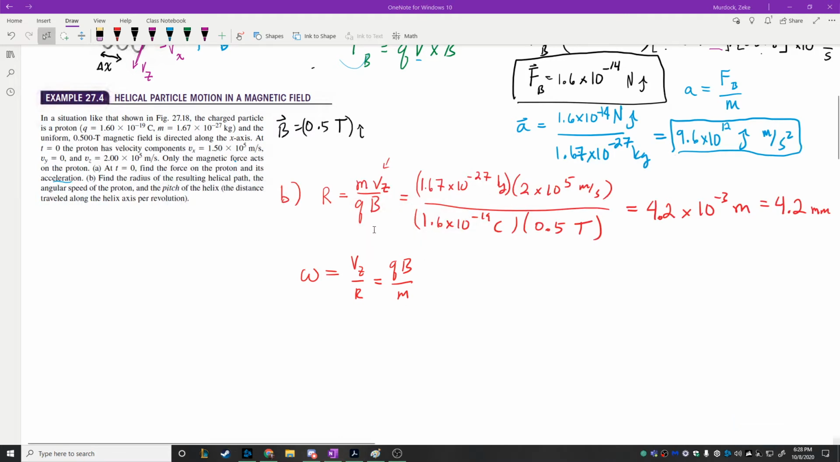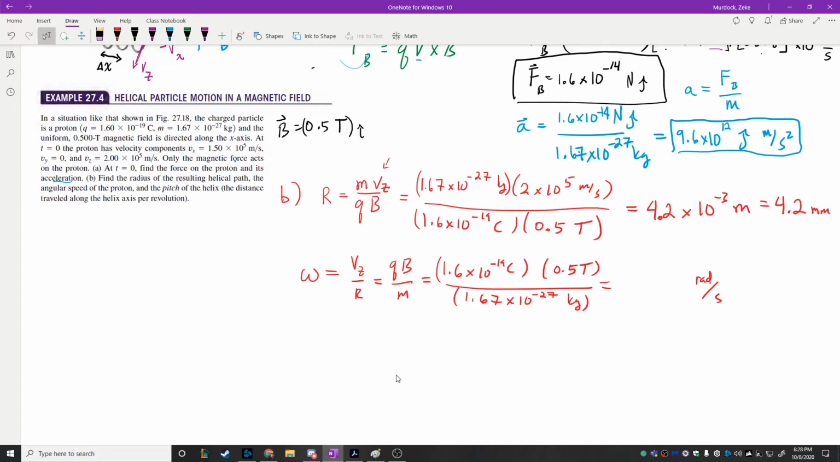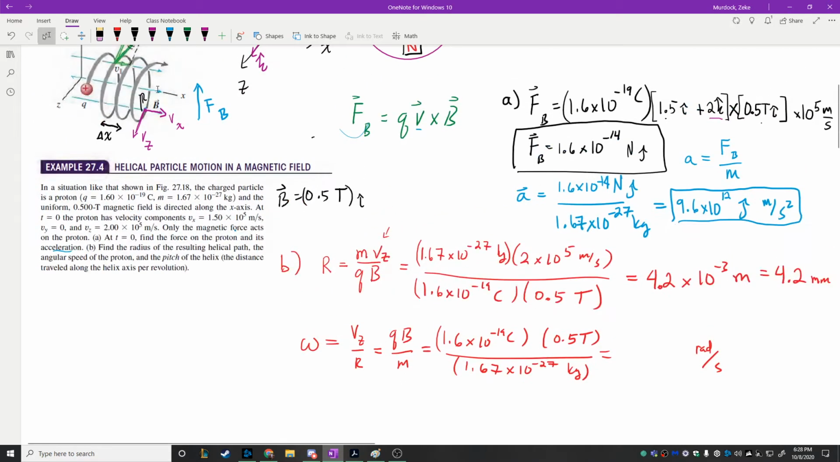Okay, so, yep, QB over m. We've got all the numbers for that here as well. So put the charge in again, 1.6 times 10 to the negative 19 coulombs. Multiply by the magnetic field. Divide by the mass. And so what is this going to represent? This is going to represent the number of radians per second, the rate at which it's going in a circle, where one revolution is going to be 2 pi radians, right? All right, so what's that equal to?